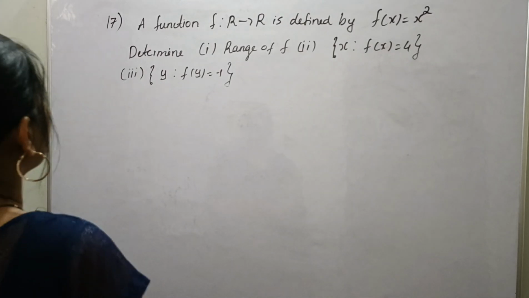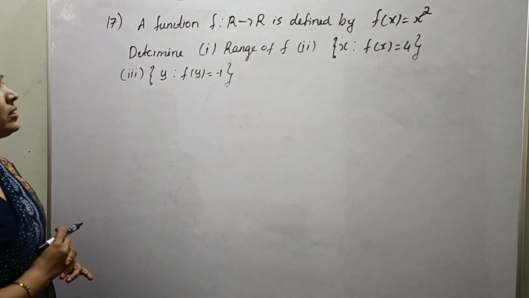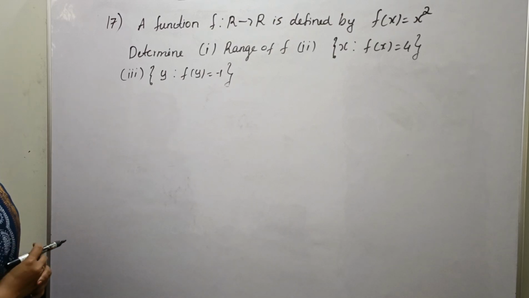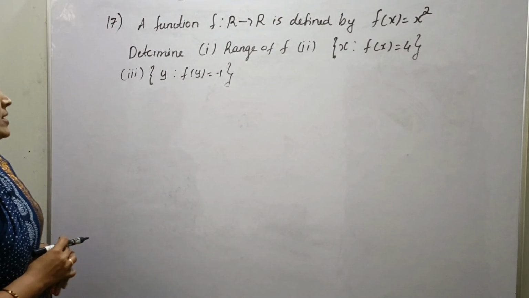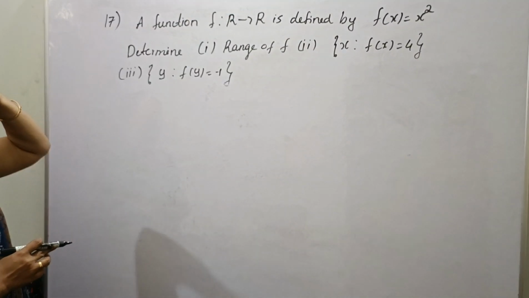Look at this question. A function f from R to R is defined by f of x is equal to x square. Determine first, the range of f; second, the set of x such that f of x is equal to 4; third, the set of y such that f of y is equal to minus 1. See here, find the range of f.